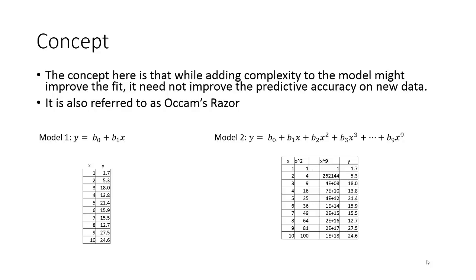The concept can be said in a very simple sentence. The idea here is that if you were to keep adding complexity to a model, you might improve the fit of the model. So you might find that you're better describing the data, but that need not improve the predictive accuracy of this model when you compare it to new data that you get. And this concept is true for whatever type of model that you look at.